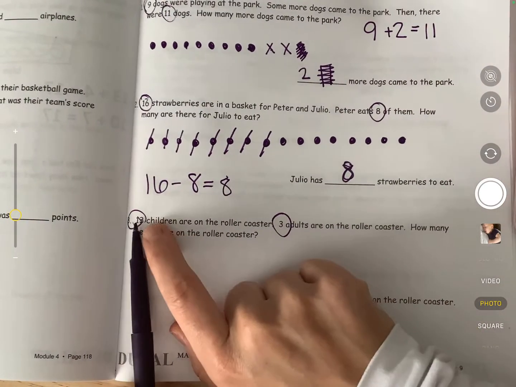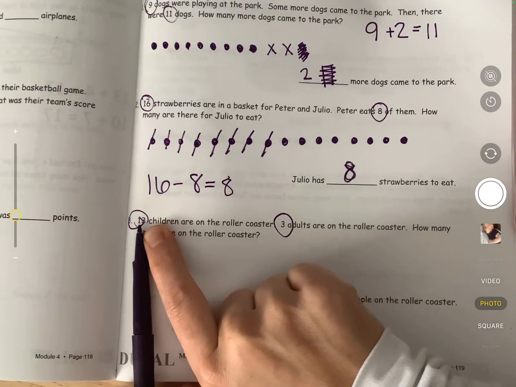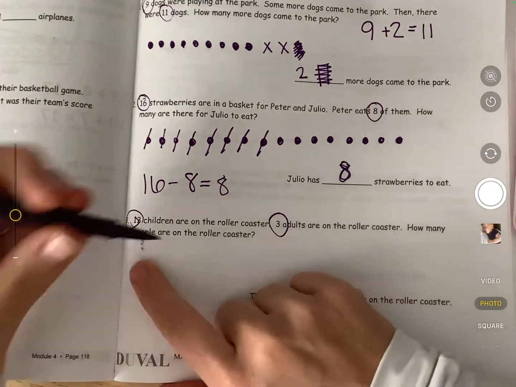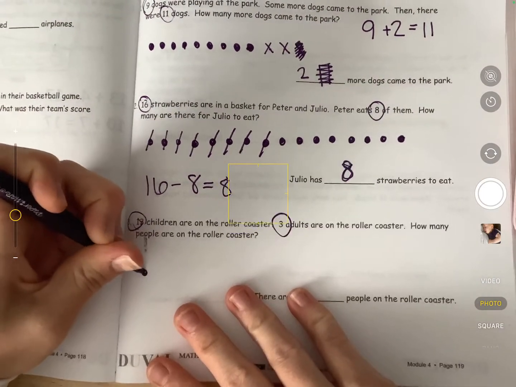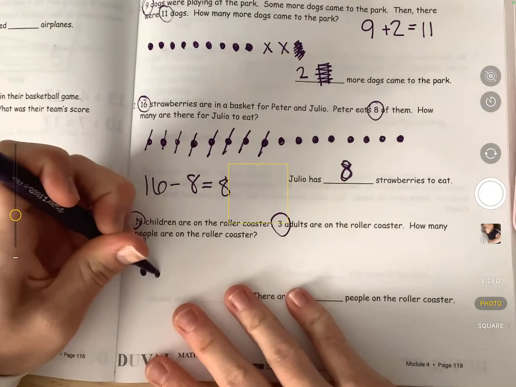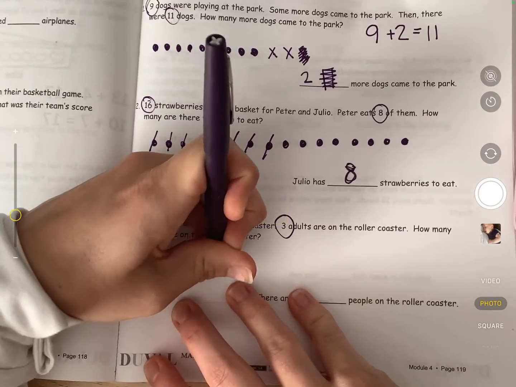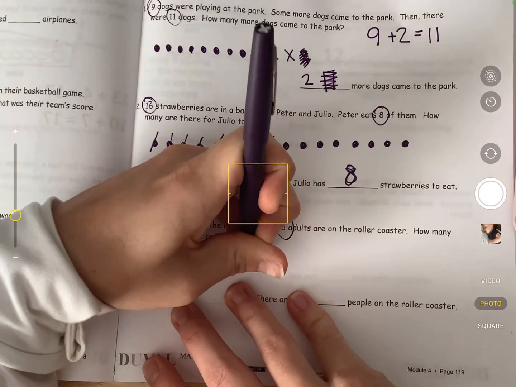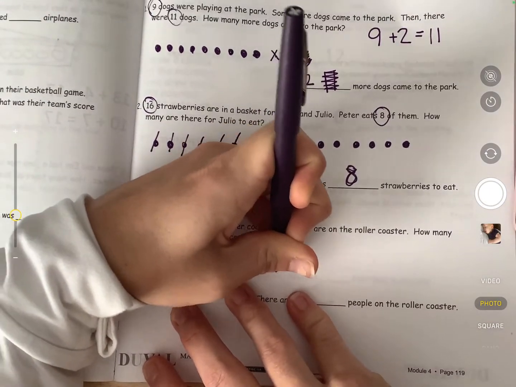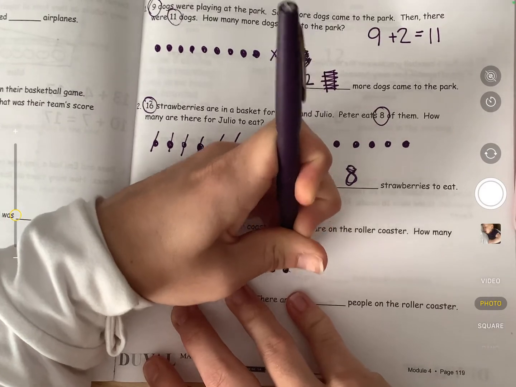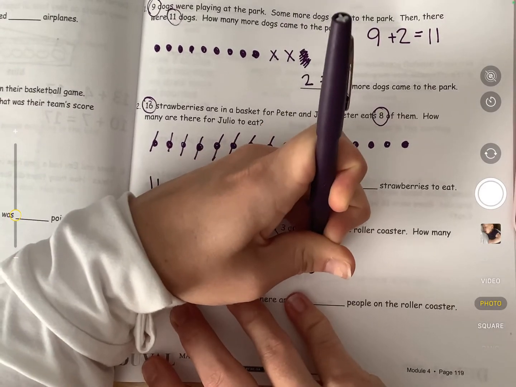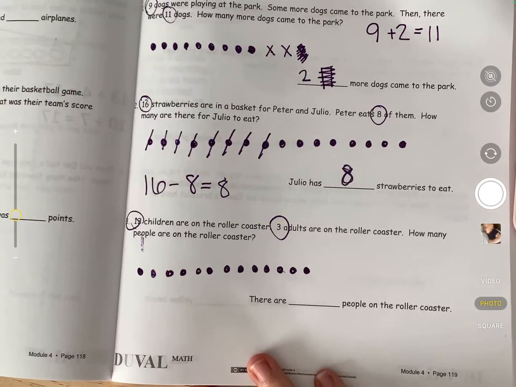So I'm going to start by drawing 13 children. That's the first number they gave me. All right, so 13 circles, 13 children. 1, 2, 3, 4, 5, 6, 7, 8, 9, 10, 11, 12, 13. Okay, I got my 13 here.